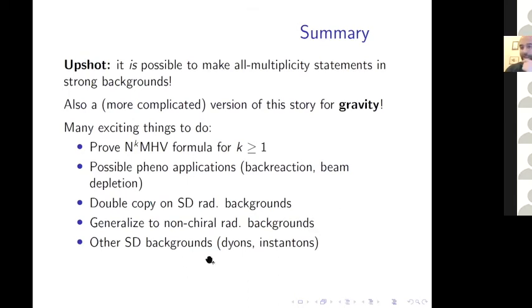And also, coming back to a question that was asked earlier, is it possible to do other self-dual backgrounds with this formalism which aren't radiative? So for instance, instantons, which was mentioned, or dions, things that have a source or some interesting topology. I think the answer is yes, but I don't have any beautiful formulae to show you yet. It's something we're thinking about. So in any case, thanks very much for your time, and sorry for the lack of organization on my part.